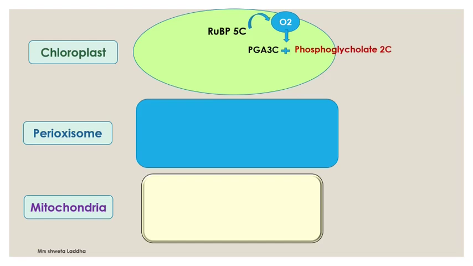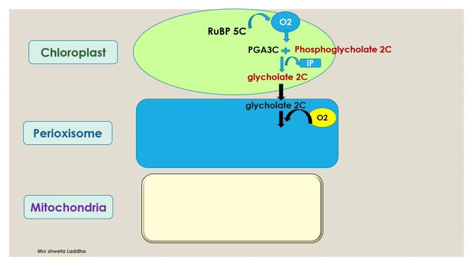This PGA then enters into the Calvin cycle. Phosphoglycolate then removes inorganic phosphate and forms glycolate. After removing of inorganic phosphate, this glycolate enters into the peroxisome. Glycolate, after entering into the peroxisome, reacts with oxygen.